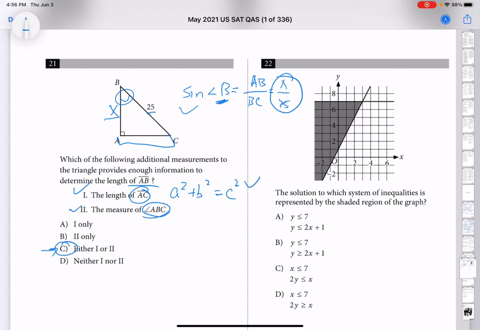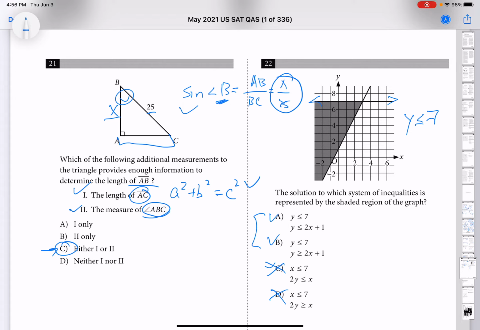Okay, number 22. The solution to which system of inequalities is represented by this shaded region? Let's start with the easier equation, the horizontal line, which is over here. We're looking for something where y is less than 7. It's also a solid line, so y is less than or equal to 7. Let's see which one has that. This one is x is less than 7, so that's not it. So for number 22, the answer should be either A or B.